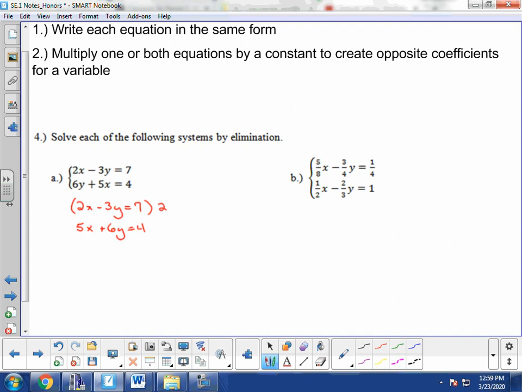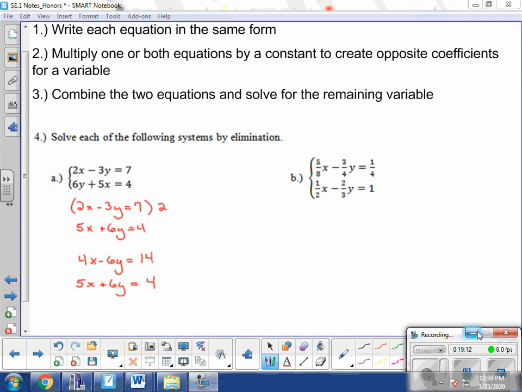So if I multiply the first equation by 2, that gives me 4x minus 6y equal to 14. We would have to multiply everything by 2. So remember, in multiplying both sides of the equation by 2, you're not changing the value of the equation. You're just changing the way that it's represented, the structure that it's written in.